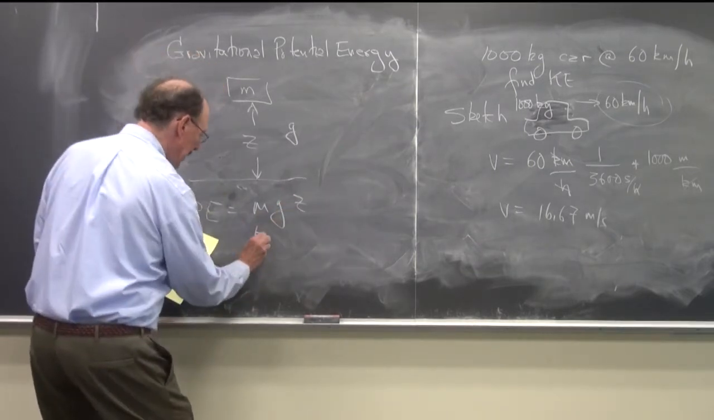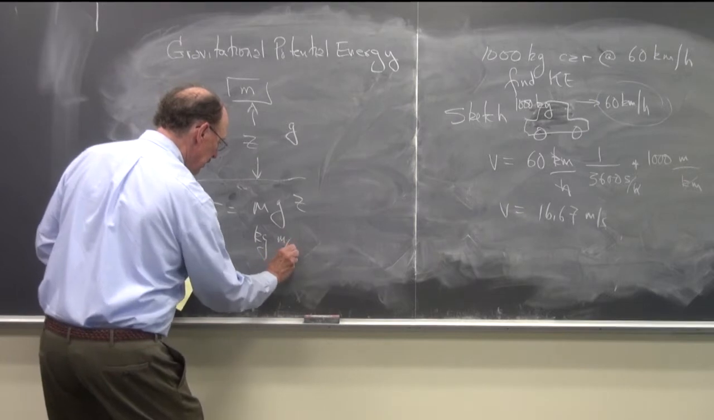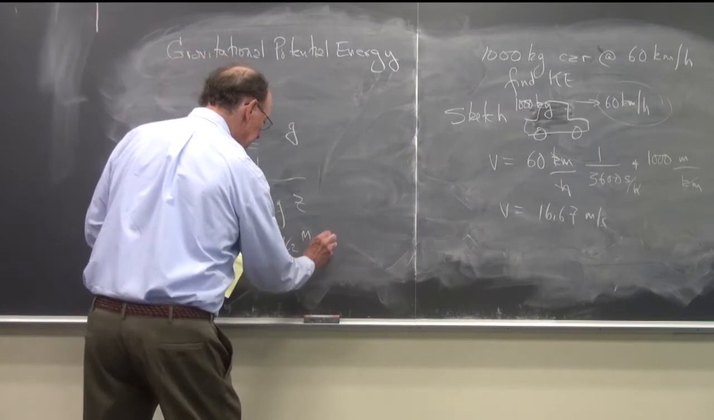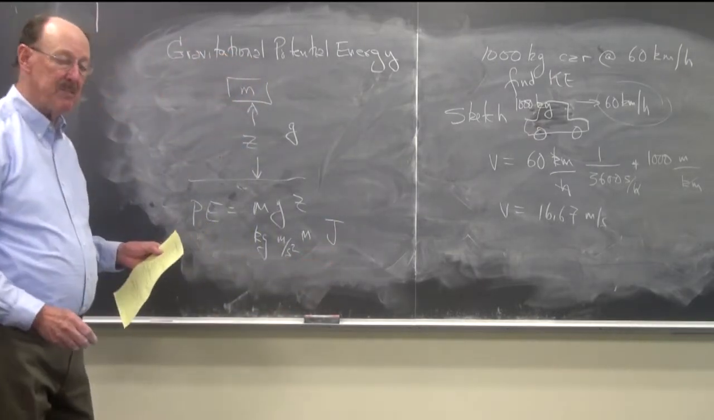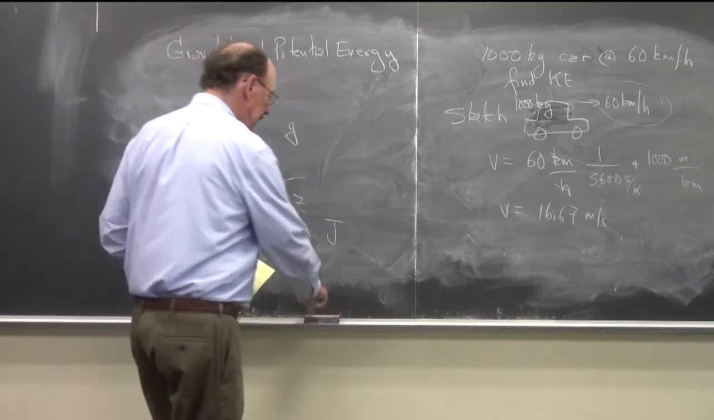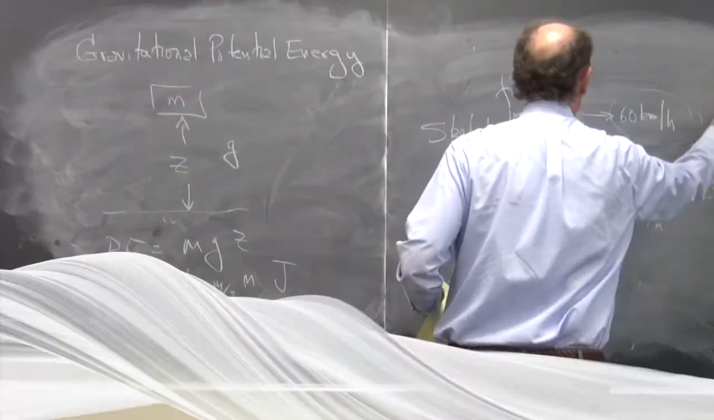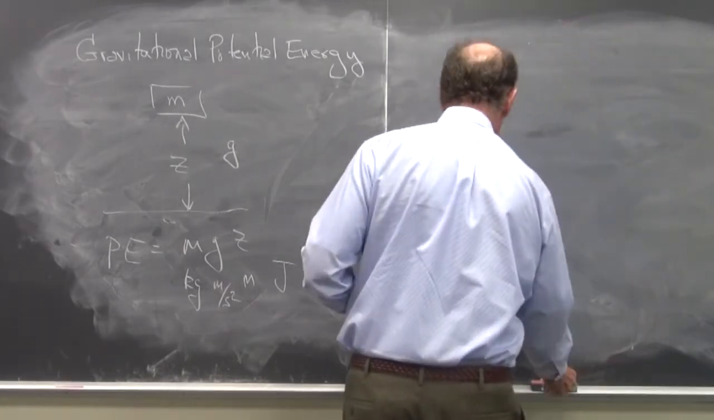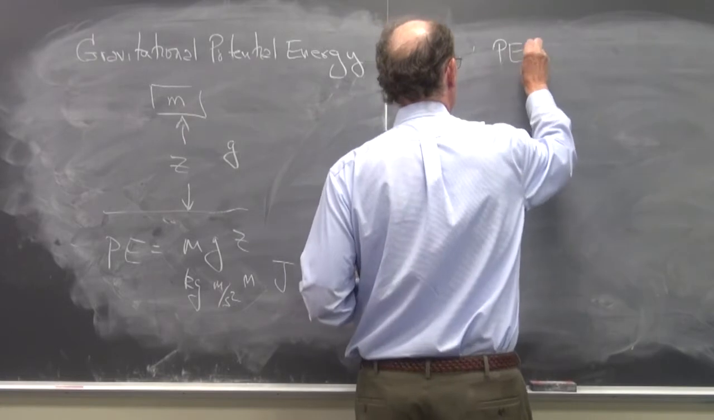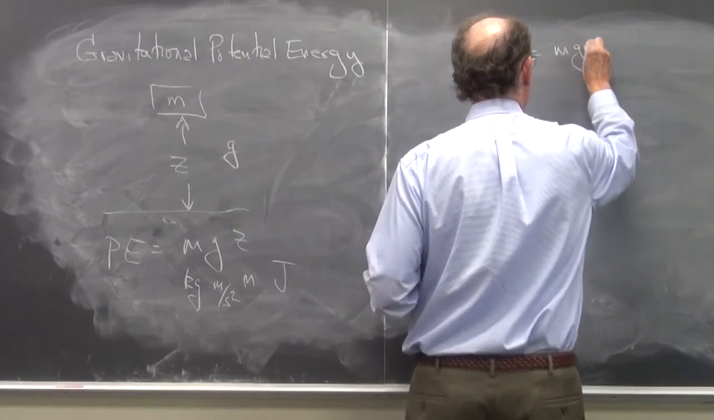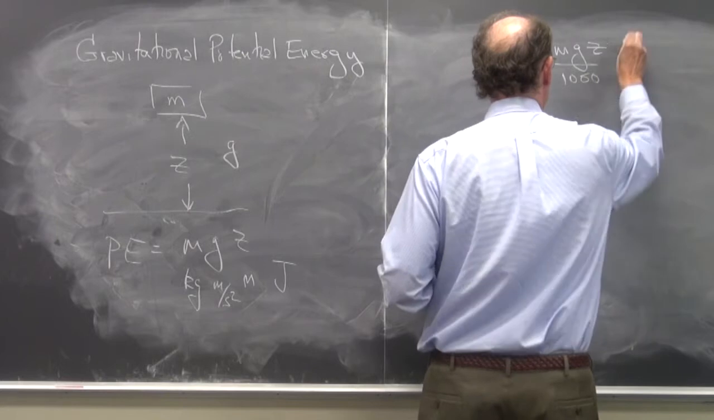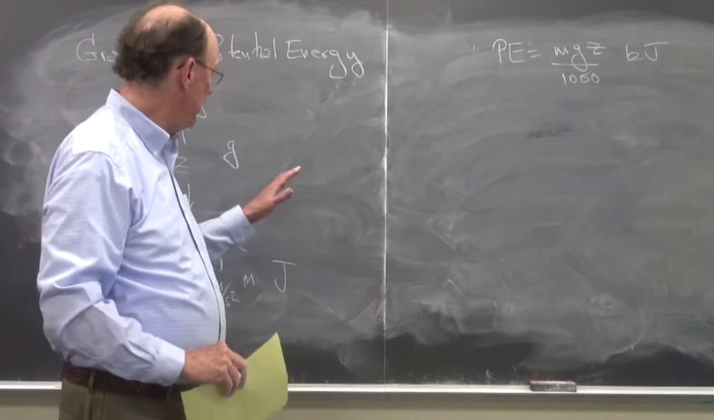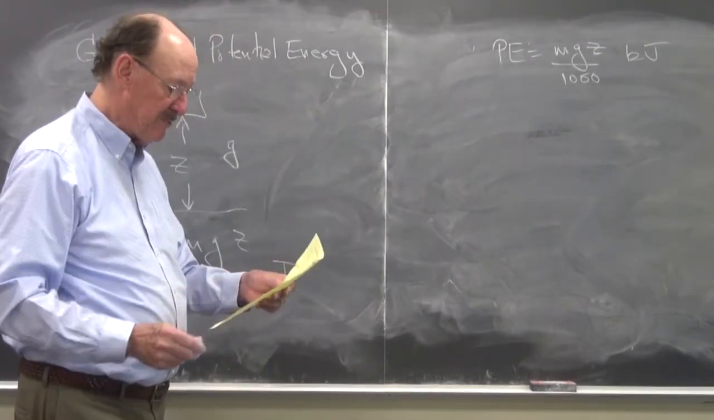And so this is kilograms, meters per second squared, meters. And with that, we end up with joules. And if I want kilojoules, I have to divide by 1,000. So if I have PE over 1,000, mgz over 1,000 gives kilojoules. And so very often we are using equations where we're using kilojoules, and that's what we want to do.